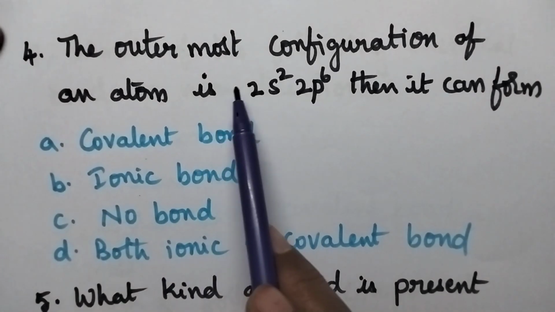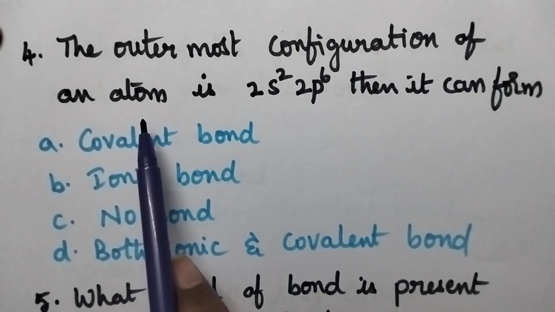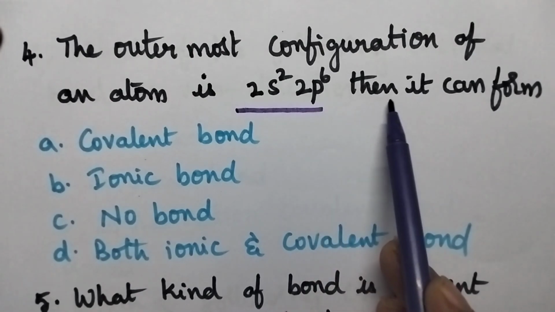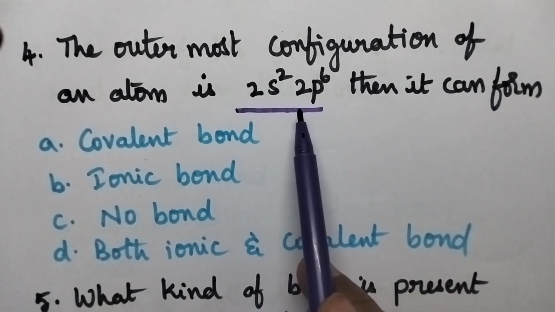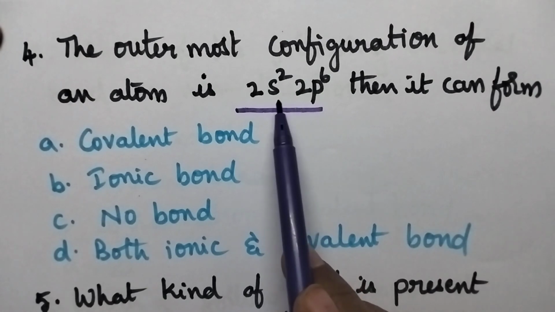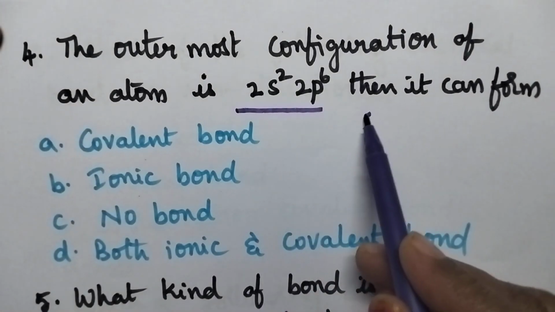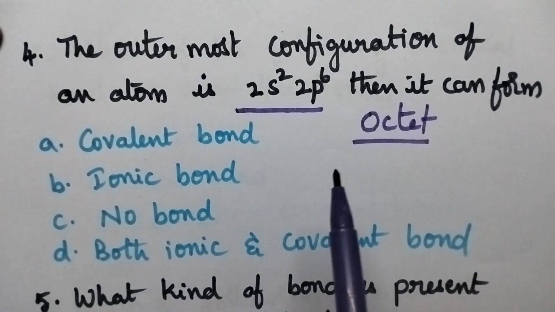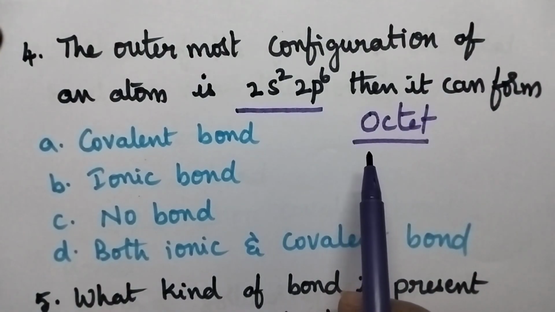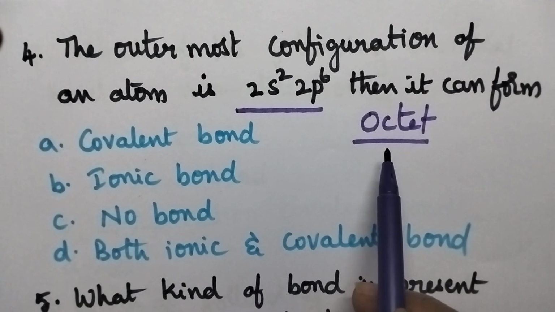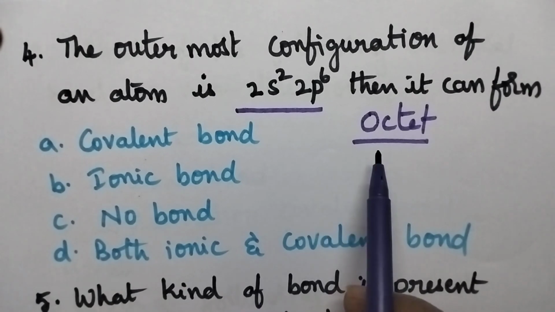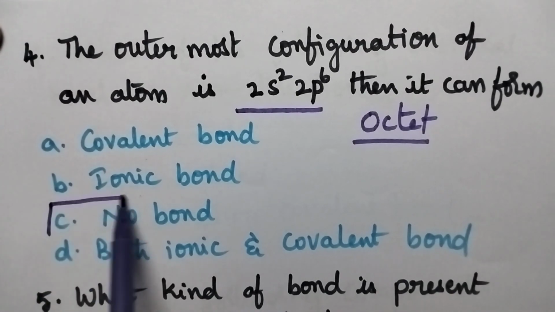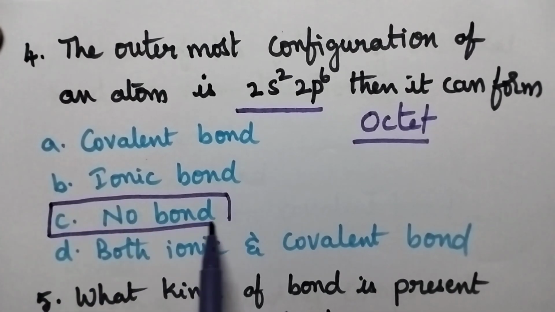The outermost configuration of an atom is 2s2 2p6, then it can form: So the outermost configuration is 2s2 2p6, that means it has an octet configuration. In general, noble gases exhibit an octet configuration and they do not form any chemical bond. So option C, no bond, is the right answer.